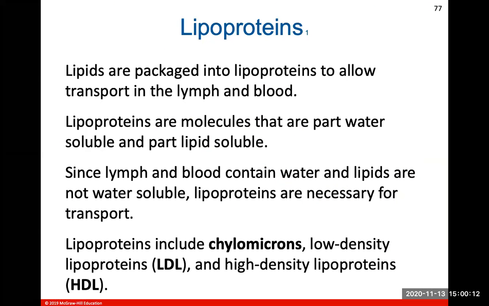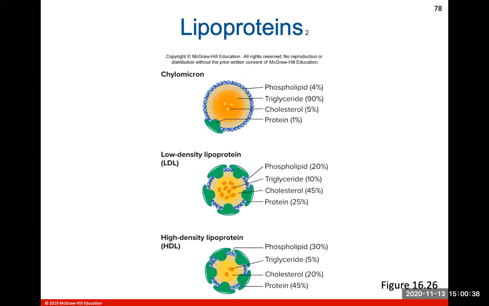Lipids will be packaged into lipoproteins to allow the transport into the lymph and the blood. They will be part water soluble and part lipid soluble. And since lymph and blood contain water and lipids that are not water soluble, lipoproteins are necessary for transport. Lipoproteins include chylomicrons, low density lipoproteins, the LDL, and high density lipoproteins, HDL.